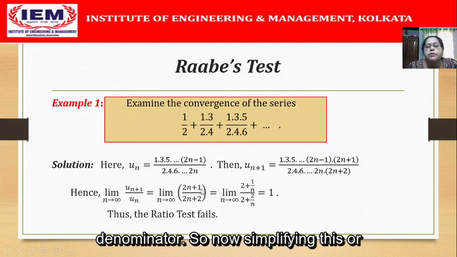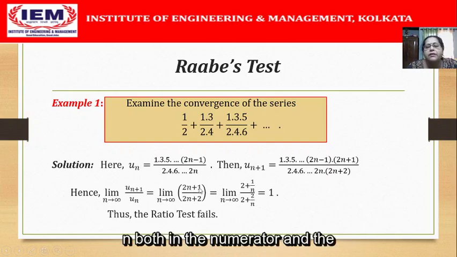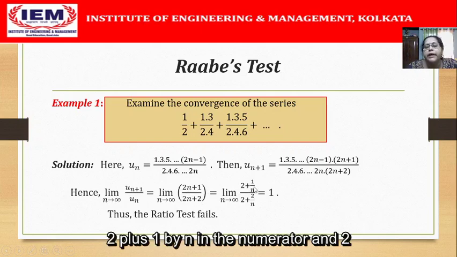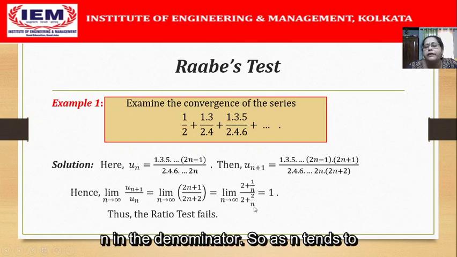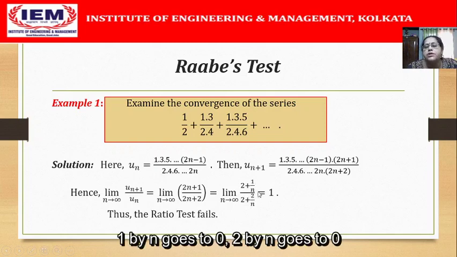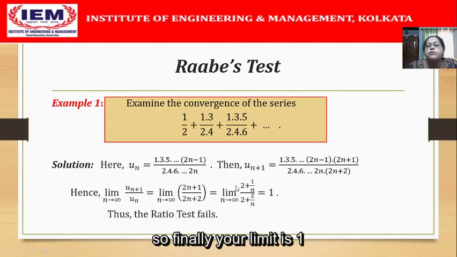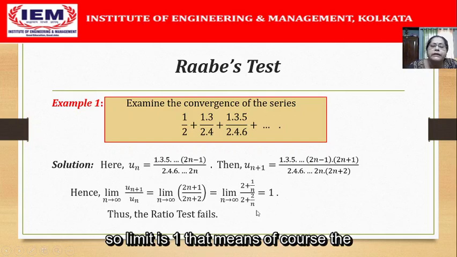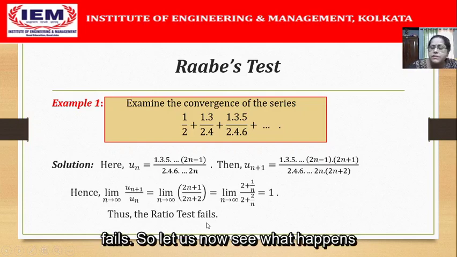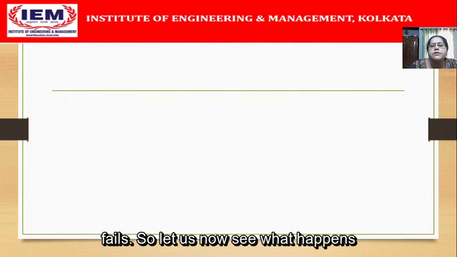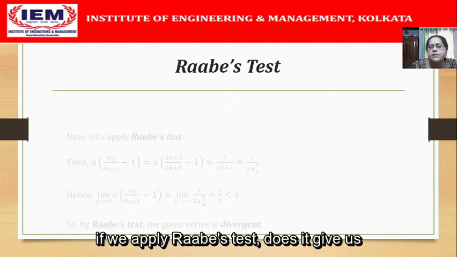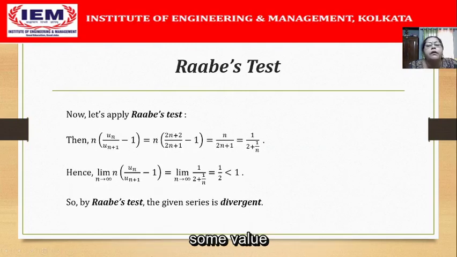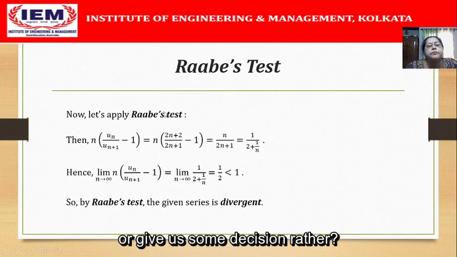So now simplifying this, or rather taking out n both in the numerator and the denominator, we get this 2 plus 1 by n in the numerator and 2 plus 2 by n in the denominator. So as n tends to infinity, 1 by n goes to 0, 2 by n goes to 0. So finally your limit is 1. So limit is 1, that means of course the ratio test fails. So let us now see what happens if we apply Raabe's test. Does it give us some decision rather?